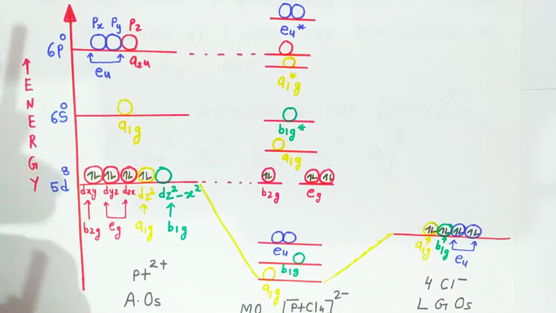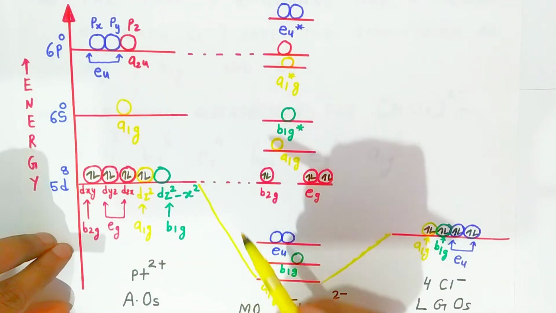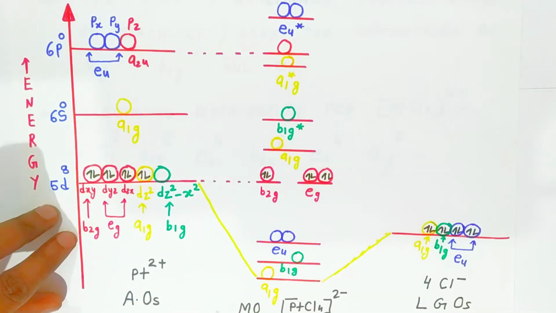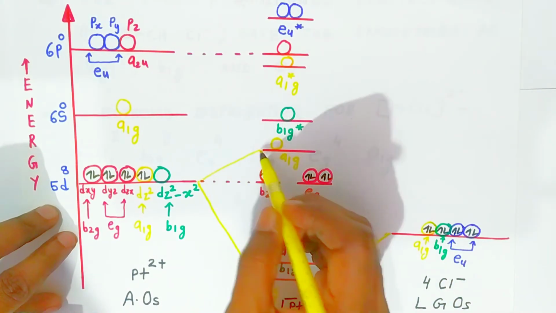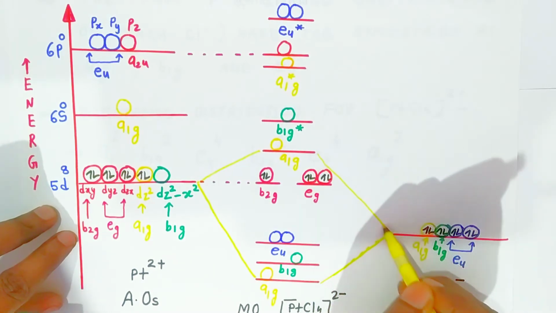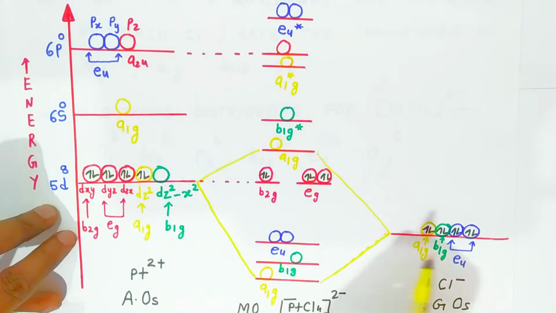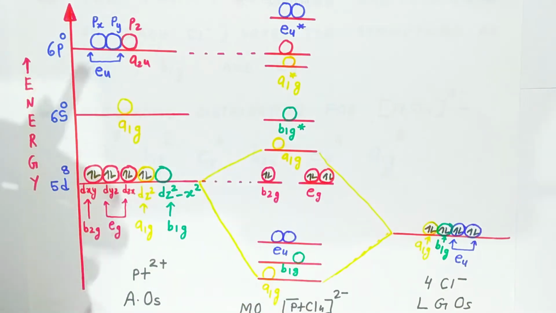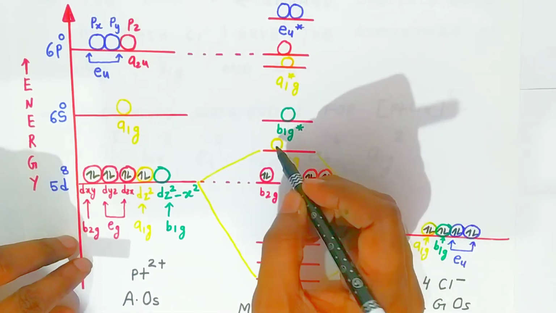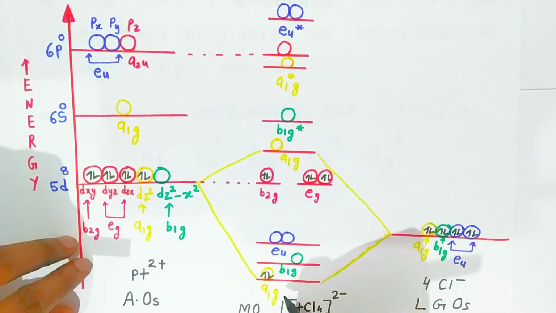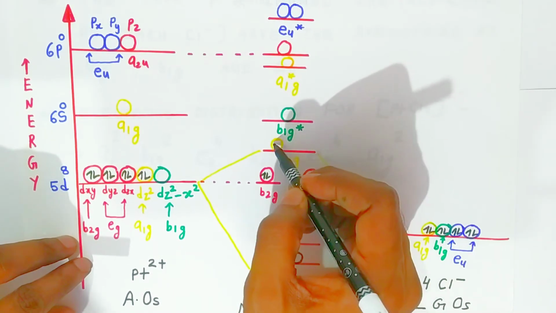Okay students, and it will form A1G and A1G star, that is the anti-bonding molecular orbital. It will form like this. That means here there are two pair electrons, and the electrons will be distributed like this. Two electrons will go to the A1G bonding orbital and one will go to the anti-bonding orbital.